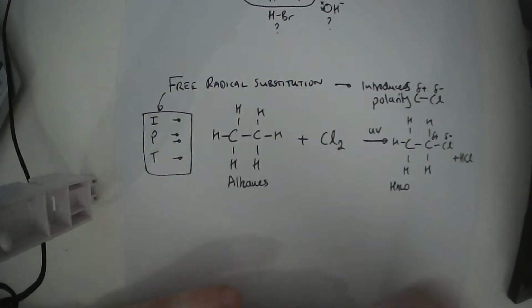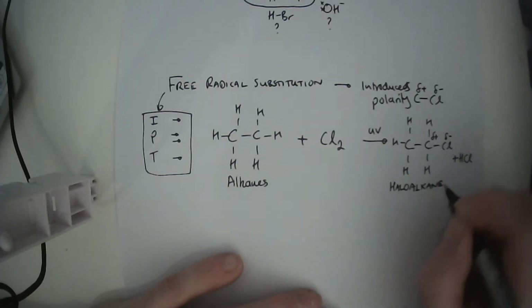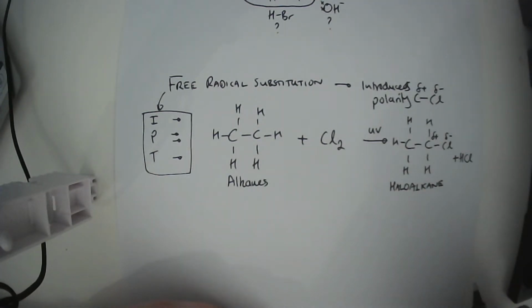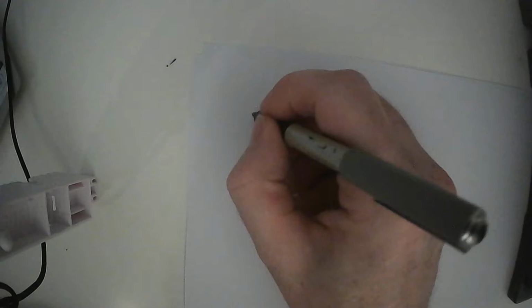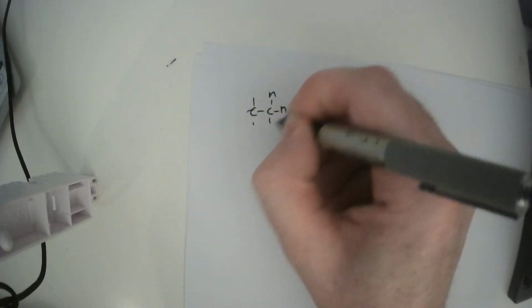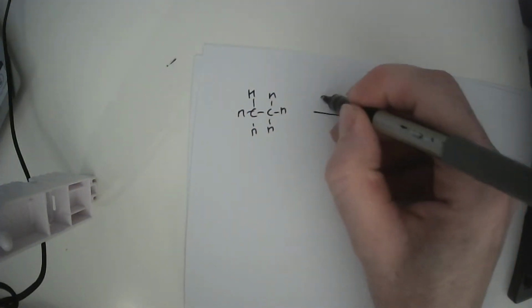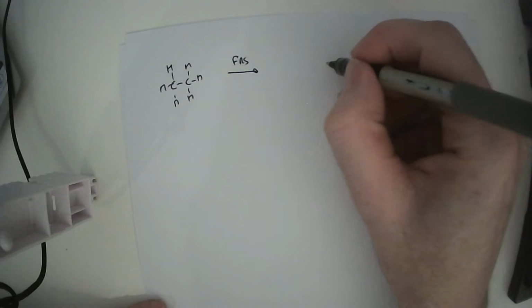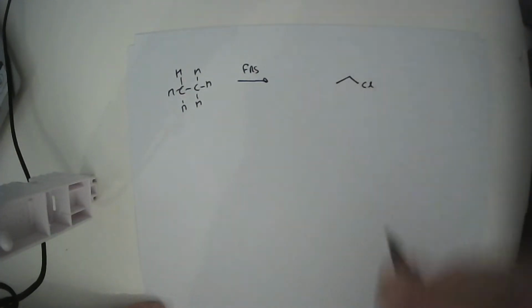You make a haloalkane. That is the purpose of free radical substitution. So what I'm going to do, just on a separate page now, I'm going to start collecting this. So you've got an alkane. Could be any alkane. And what we've turned it into using free radical substitution is something a lot more interesting, a haloalkane. And I'm just going to represent it like that.